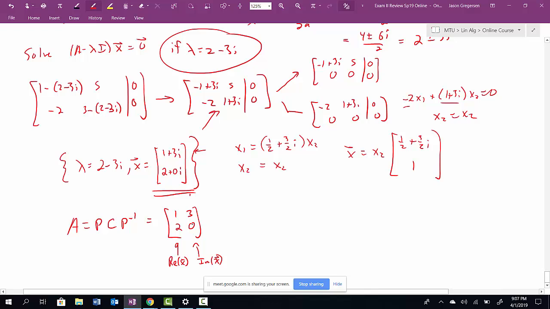And then my matrix C is (a, negative b; b, a). And since I'm using lambda equals this guy, it says if lambda equals a minus bi, that tells me that a is 2 and b is 3. And then my formula is (a, negative b; b, a). And since I know what P is, I could always calculate P inverse. So that's how I form my matrix P and my matrix C when I have complex eigenvalues and eigenvectors.